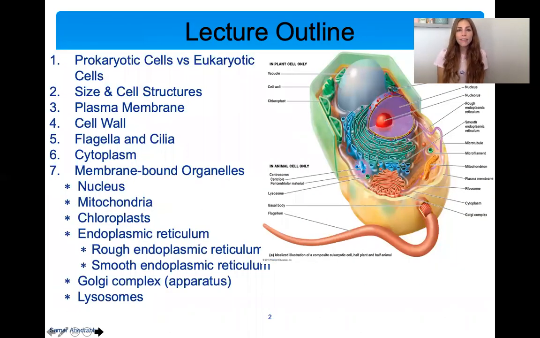In the background of this lecture, we're going to do one last overview of prokaryotic cells versus eukaryotic cells, and then I'm going to briefly talk about cell size in eukaryotic cells. They are bigger than prokaryotic cells, and then we are going to talk about the components that are in eukaryotic cells, mainly the differences that we do not see in prokaryotic cells. So we're going to talk about all of these components listed here.